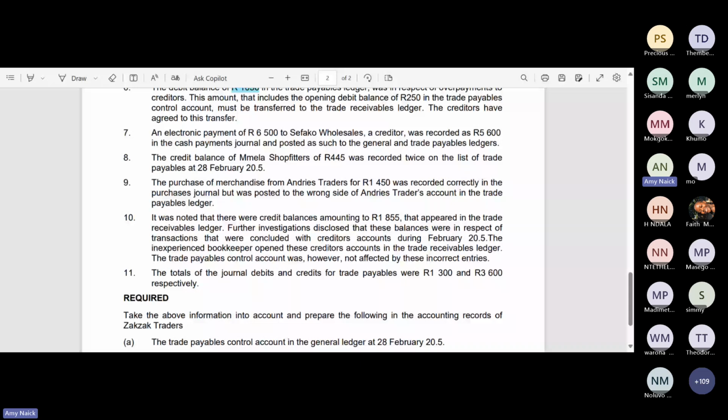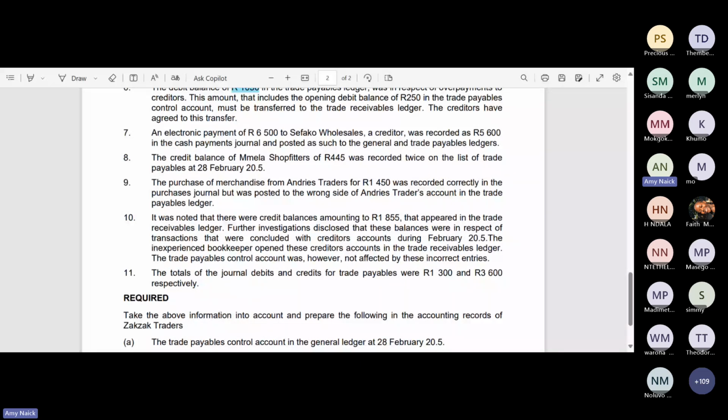And because you paid him, you're going to record a debit of 6,500. But instead of recording a debit of 6,500, we recorded a debit of 5,600 only. So you need to process a further debit of 900 Rand so that the full debt of 6,500 is then reduced, or your full liability.